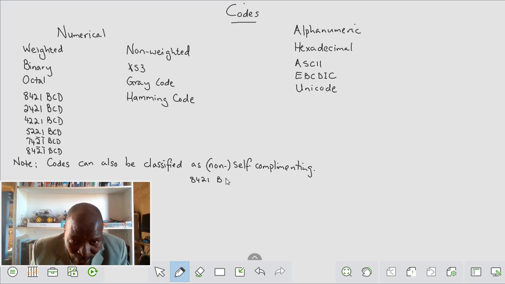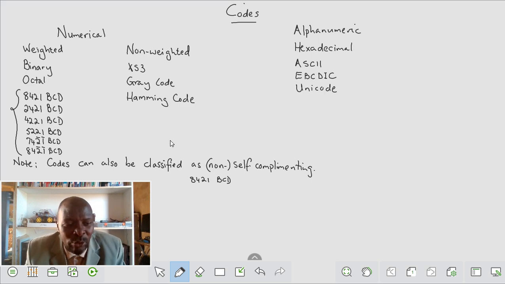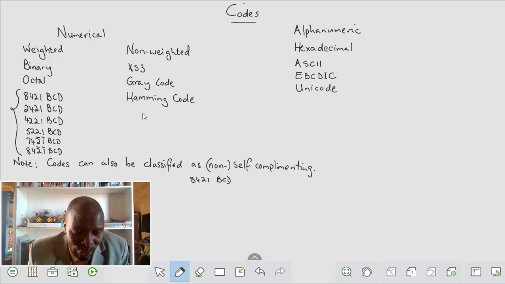BCD is binary coded decimal, so these are all decimal codes. Binary coded decimal, binary coded decimal. Those are versions of binary coded decimal. These other ones are binary codes, binary and octal and hexadecimal, ones and zeros. Now these ones here are actually decimals, but they are decimals made to look like binary. When you see them, it's bunches of ones and zeros, so you may instinctively assume it's actually binary.